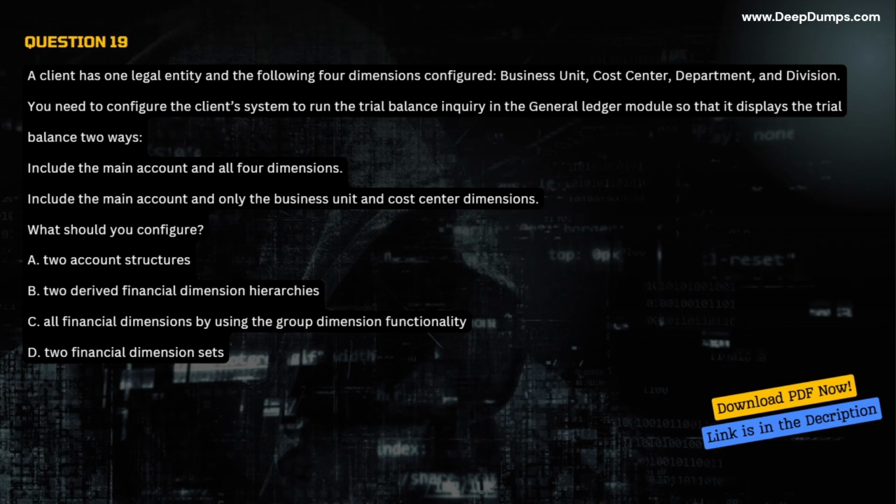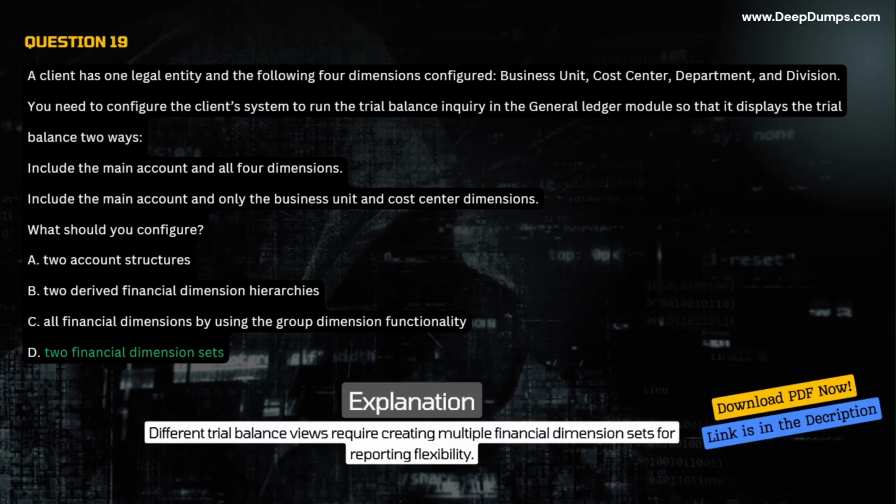What should you configure? A. Two account structures. B. Two derived financial dimension hierarchies. C. All financial dimensions by using the group dimension functionality. D. Two financial dimension sets. Correct answer D. Two financial dimension sets. Explanation. Different trial balance views require creating multiple financial dimension sets for reporting flexibility.